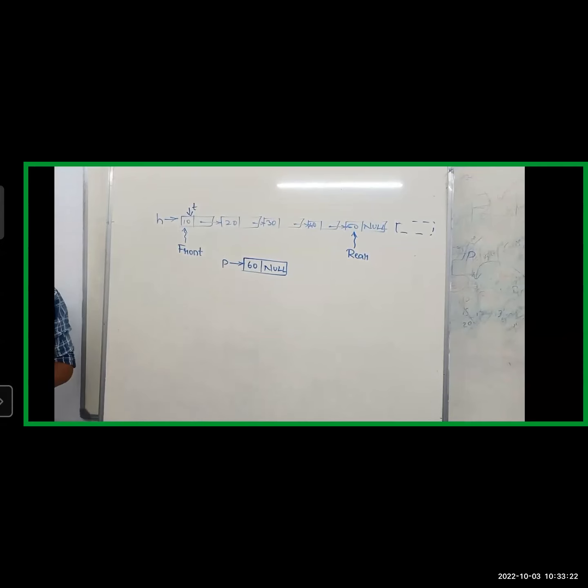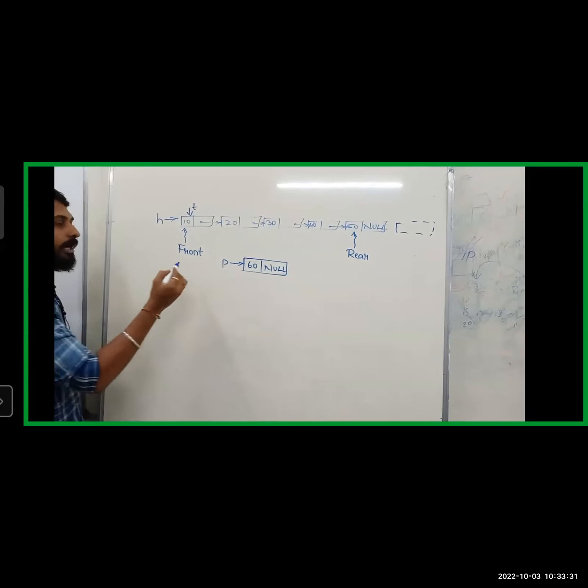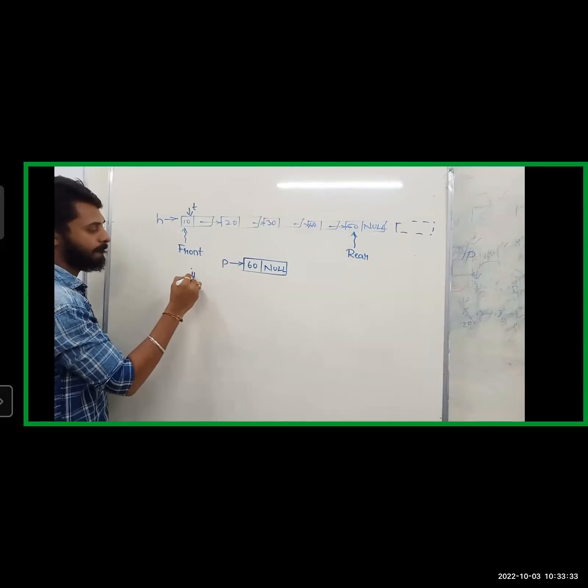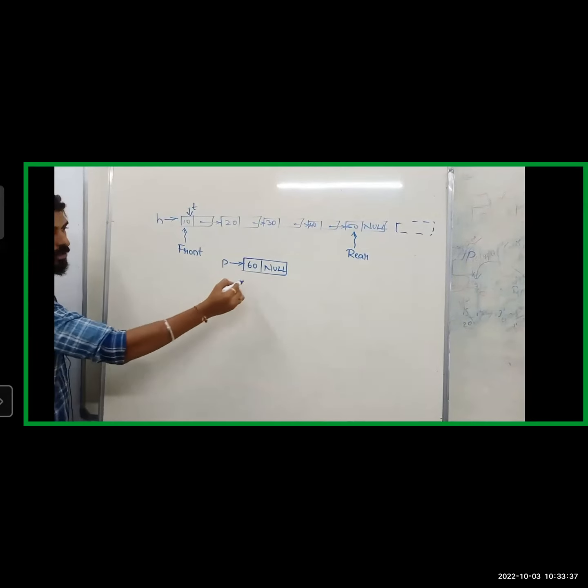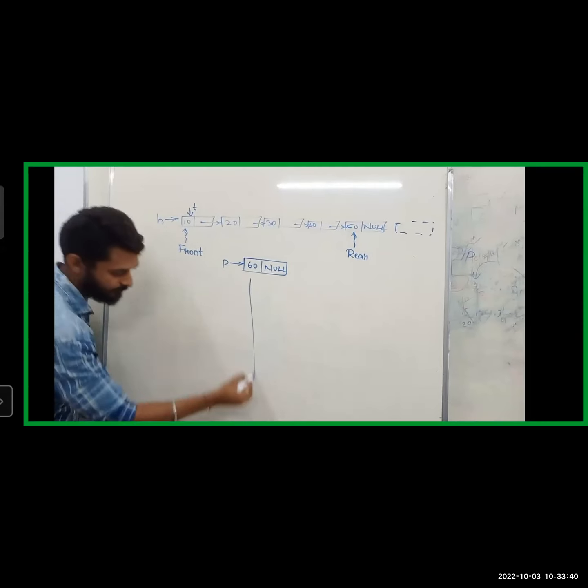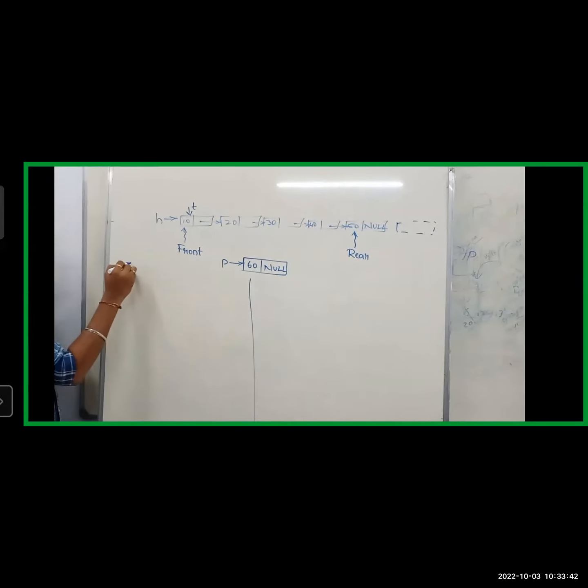Shall we write a program for this? Anyone want to take a try? In your notes, you can take a try at least. Which are the methods we should write here? Two methods we should write. One is, I'll leave space here itself. Assume that this is here. Which one should I write?